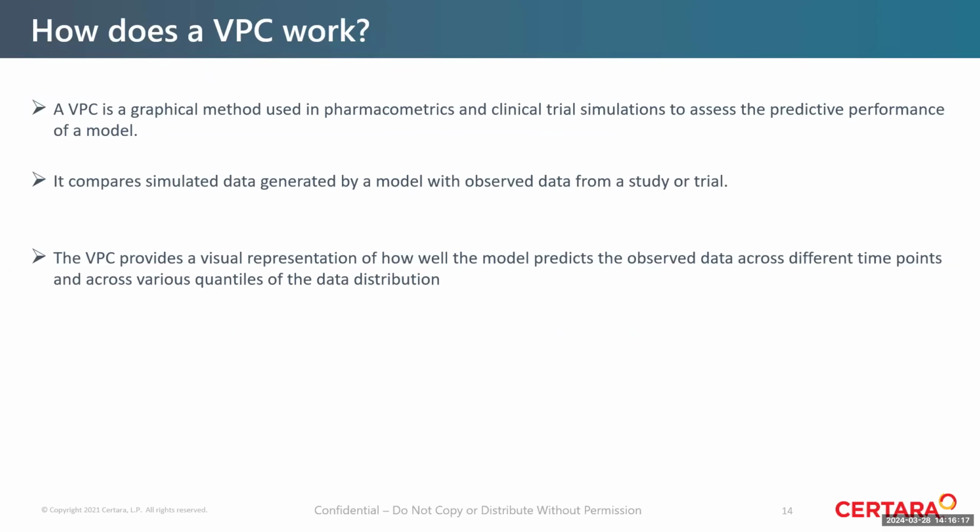So a VPC is a graphical method used in clinical trial simulations to assess the predictive performance of a model. It compares the simulated data generated by a model with observed data from the study. The VPC provides a visual representation of how well a model predicts the observed data across different time points and across various quantiles of the data distribution. You calculate the quantiles based on how you want it. You can have the 50th percentile and the 90th percentile, and so on, depending on how you've chosen.